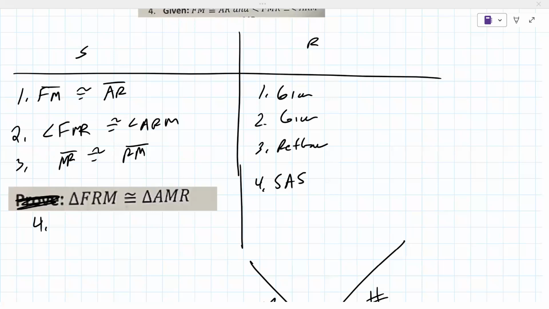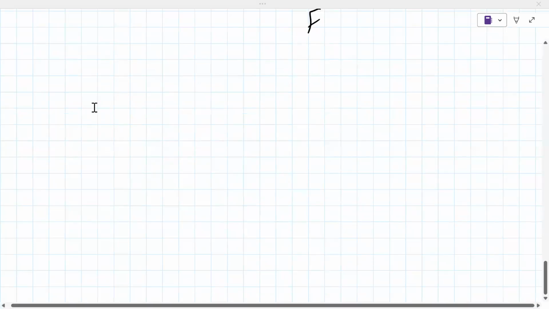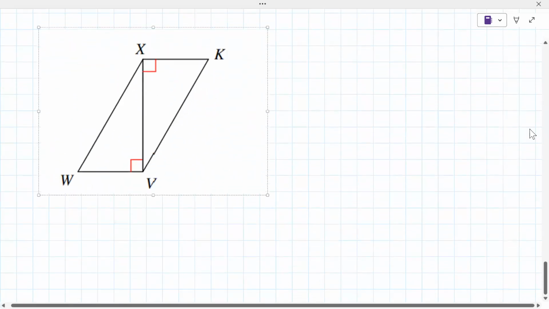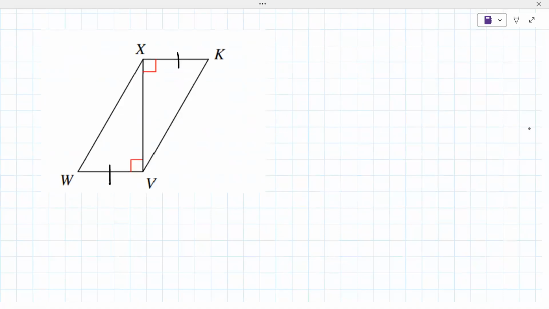Okay, I really think we need to work on triangle congruence. So we are going to do that now, hopefully. All right. So this is enough information to prove that these two triangles are congruent.